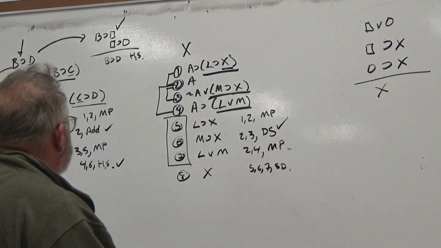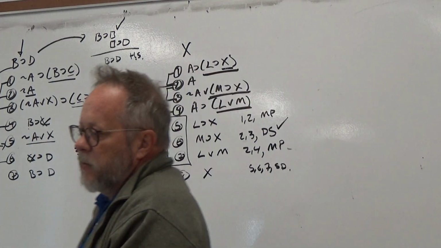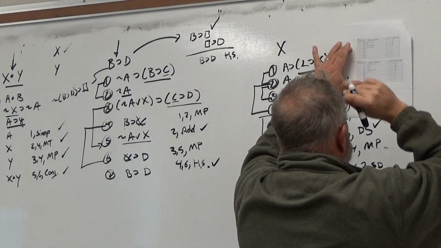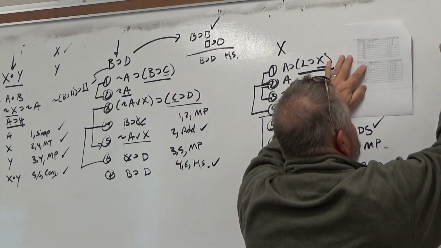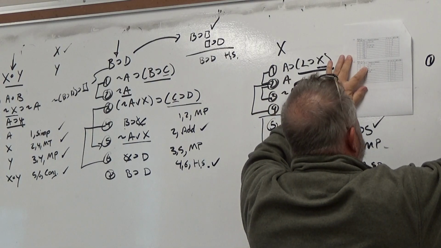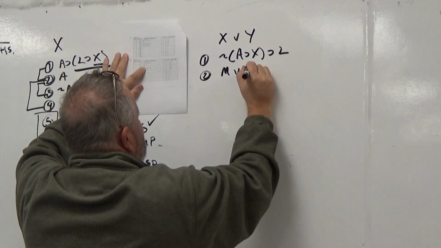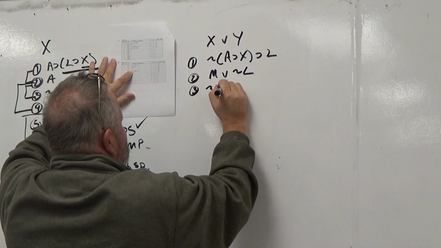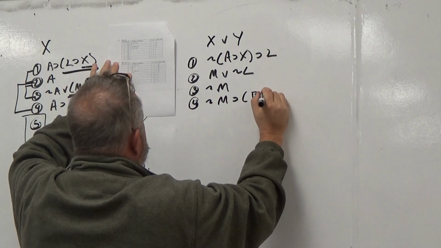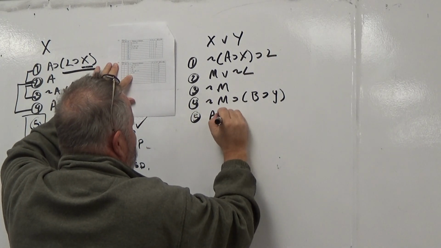Okay, so let's do another one. 1, 2, 3. And the test has just 10 questions on it, just like this one that I'm doing. 4 is prove X or Y, and number 1 is not A, then X, then L. Number 2 is M or not L. 3 is not M. 4 is not M, then B, then Y. And 5 is A or B.